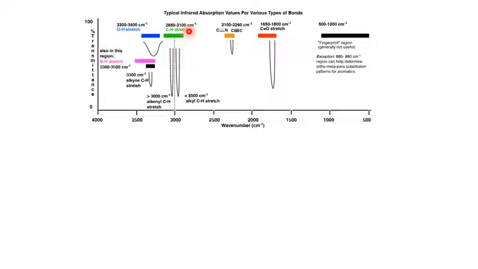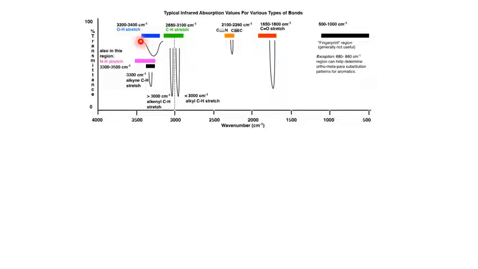And this region, 3100 to 2850, is for CH stretching frequency. For alkyl CH stretch, it is normally lesser than 3000. For sp2 or sp CH, it is greater than 3000 centimeter inverse.